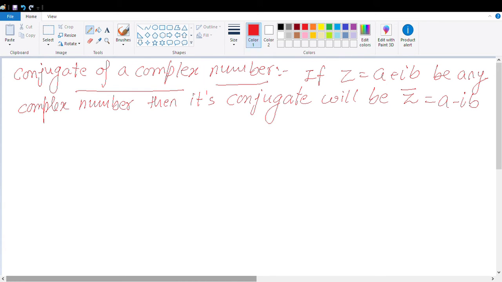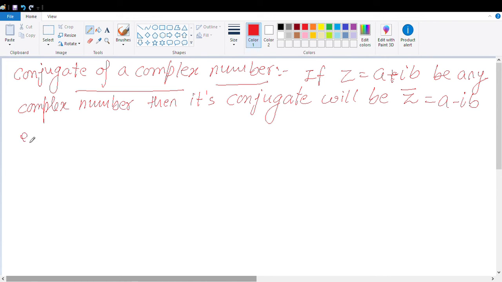Okay, meaning of a and b is the same. a is called the real part and b is called the imaginary part, but a and b both are real numbers. So you can see what I have done here. If the number is a plus ib, then its conjugate will be a minus ib.